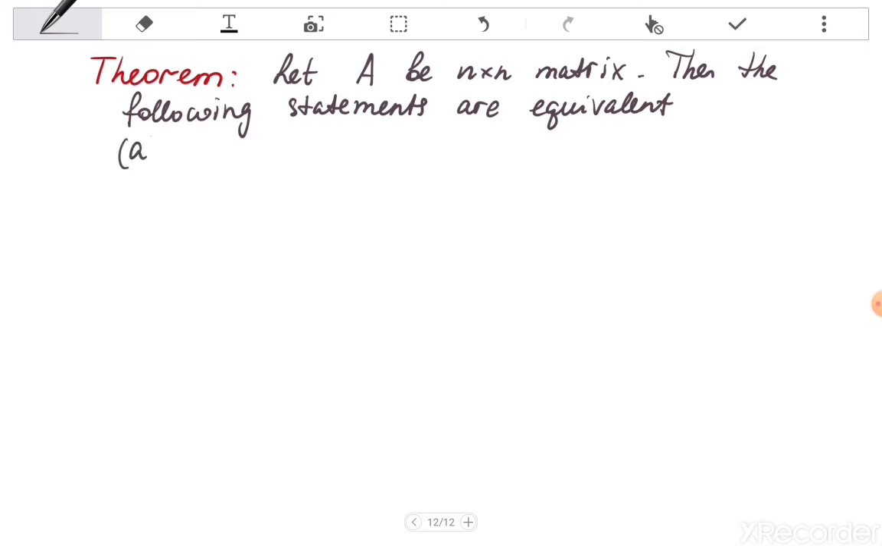So the first statement, that A, we say A is singular, and let me explain what it means. Singular means that there is not an A inverse.